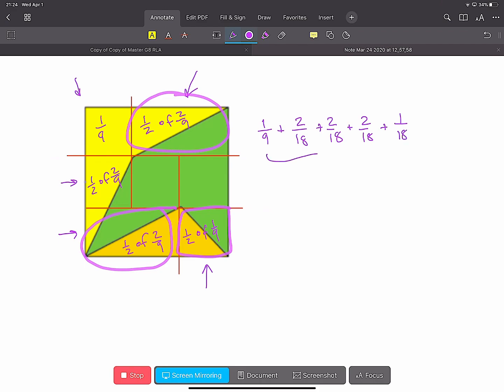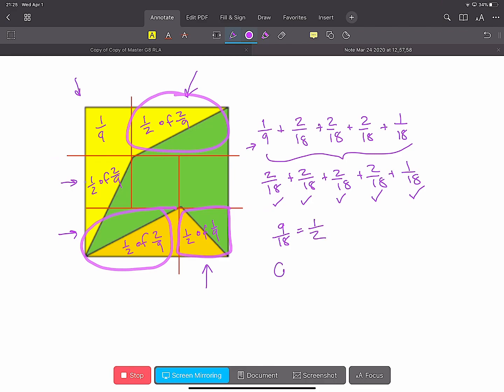I want to add all of those up. I've got this 1/9 right here. It'd be helpful if that was in 18ths too, so that's 2/18. We're going to add those other pieces up. So 2/18 plus 2/18 is 4/18, 6/18, 8/18, 9/18. The yellow and orange are 1/2 of the whole picture.